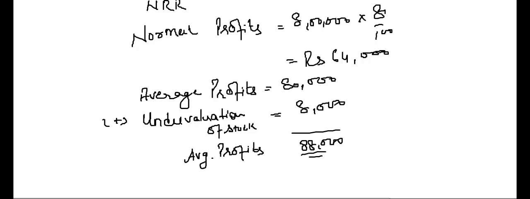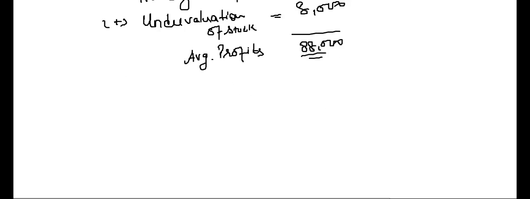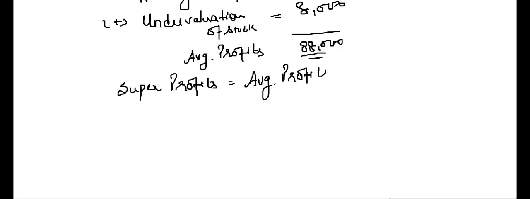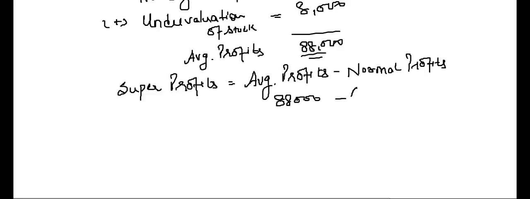Clear? Now we have normal profits of 64,000. We have average profits of 88,000. We can calculate super profits. Super profits is equal to average profits minus normal profits. What are the average profits? 88,000. What are the normal profits? 64,000, right? So that means 24,000 are the super profits.